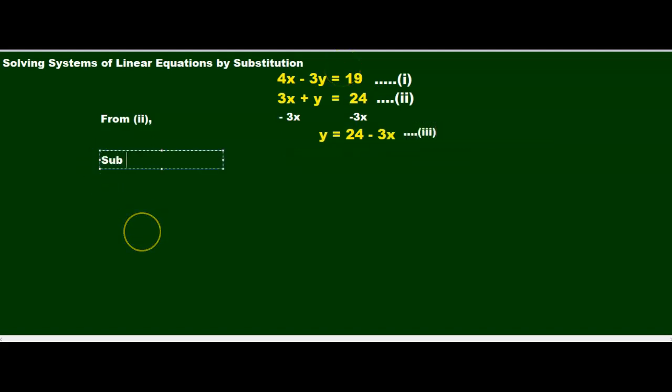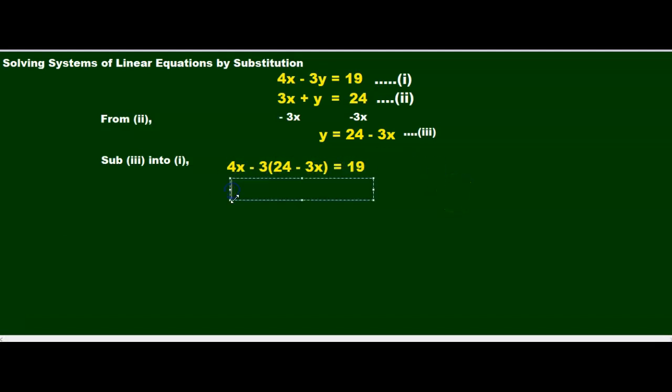Then I'm going to substitute equation 3 into the equation I did not use, which was equation 1. And therefore, 4x minus 3, my y is now 24 minus 3x equals 19. Simplify. So I get 4x. Remember, we're going to use our distributive property. So we have 3 times 24, which gives me -72. And then I have -3 times -3x, which gives me a positive 9x.